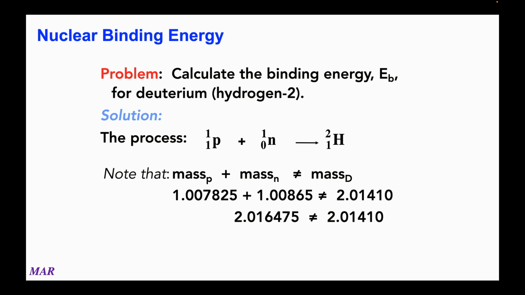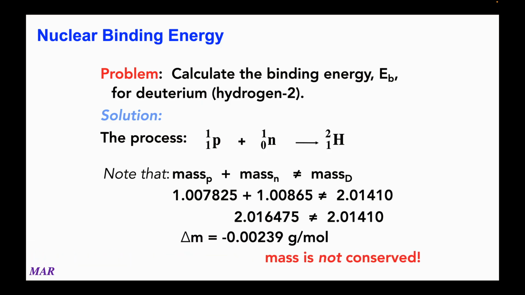And this works for all atoms, by the way. The protons plus neutron masses will be greater than the atom that you're actually looking at. So in this case for deuterium, when you add the proton and the neutron up, you get 2.016 or so. And for the deuterium itself, it comes out to be 2.014 or so. So those numbers are not the same. There's actually a mass lost upon going from the proton and neutron to deuterium.